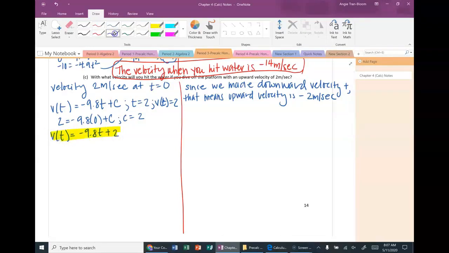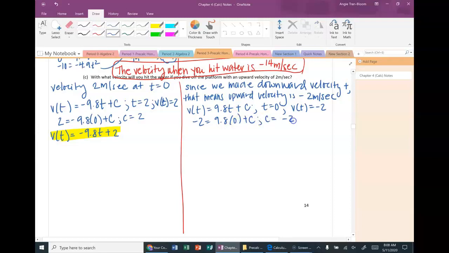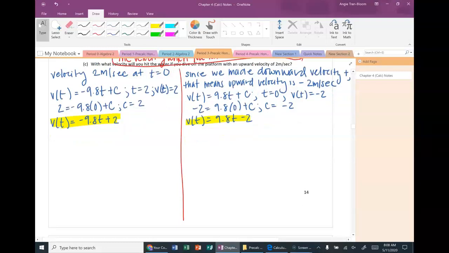We'll go to the right and do the same exact thing. Earlier we had a positive velocity of 9.8 t. We want to find c. At t equals 0, over here our velocity is now negative 2. So negative 2 equals 9.8 times, sorry, we need to plug in 0 for t, times 0 plus c. So c comes out to be negative 2. So on the right side, velocity is 9.8 t minus 2. We'll do the same thing. Okay, now let's go and move on to position.